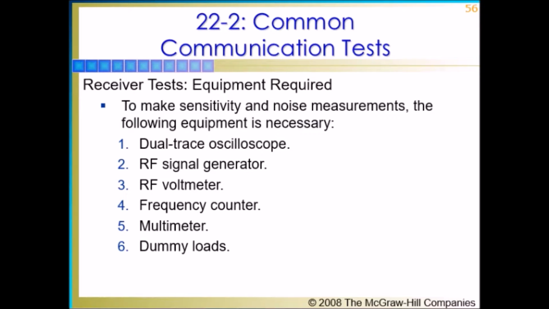Dummy loads. A dummy load is needed for the receiver antenna input for the noise test. This can be either a 50 or 75 ohm resistor attached to the appropriate coaxial input connector. A dummy load is needed for the speaker because most noise and sensitivity tests are made with maximum receiver gain including audio gain. It is not practical or desirable to leave the speaker connected.